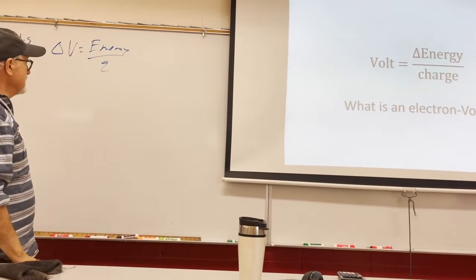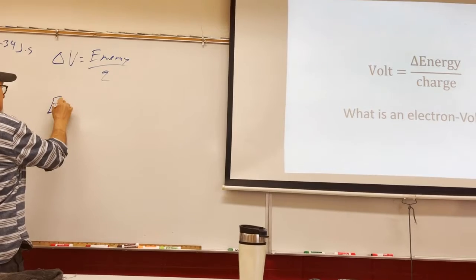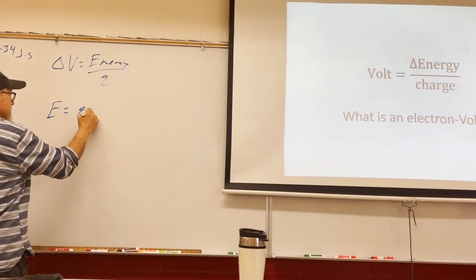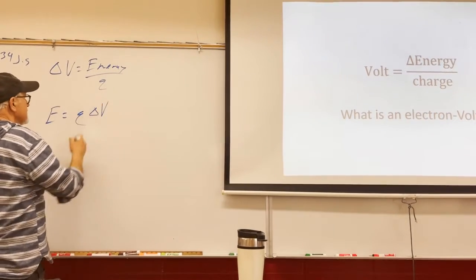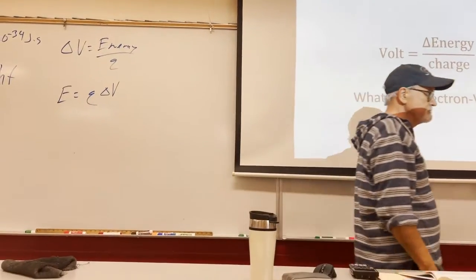So what is an electron volt? An electron volt is energy. That's the quantity of charge times the potential difference. Oh, we definitely saw that before too.